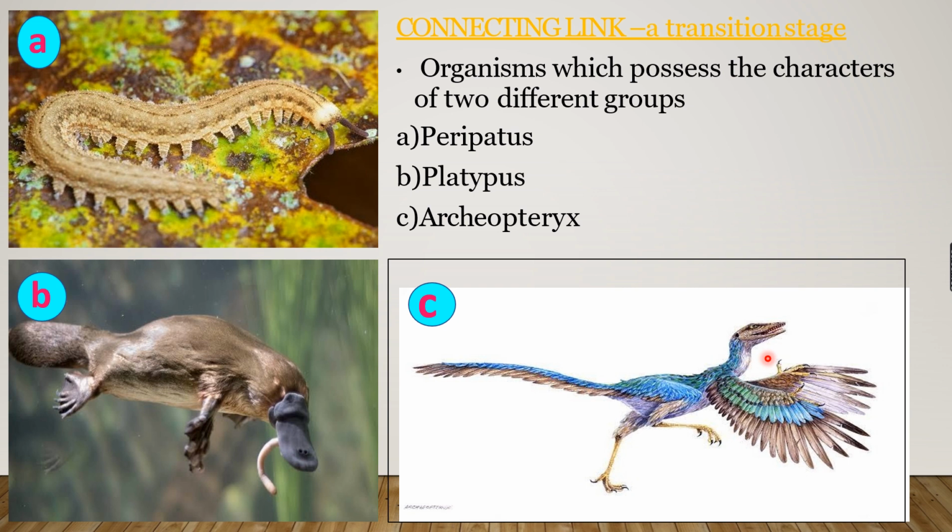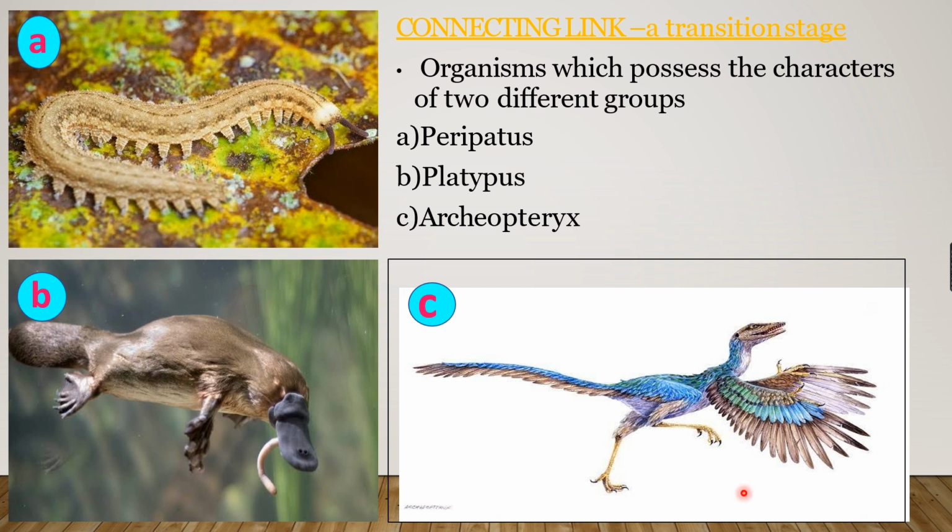So it possesses characters of both reptiles and birds. Like the birds, they have a beak as well as feathers. Like the reptiles, they possess claws on their toes, teeth are present in the mouth, and a long tail is also present. So a connective link is nothing but a transition stage. It possesses the characters of two different groups: Peripatus, Platypus, and Archaeopteryx.